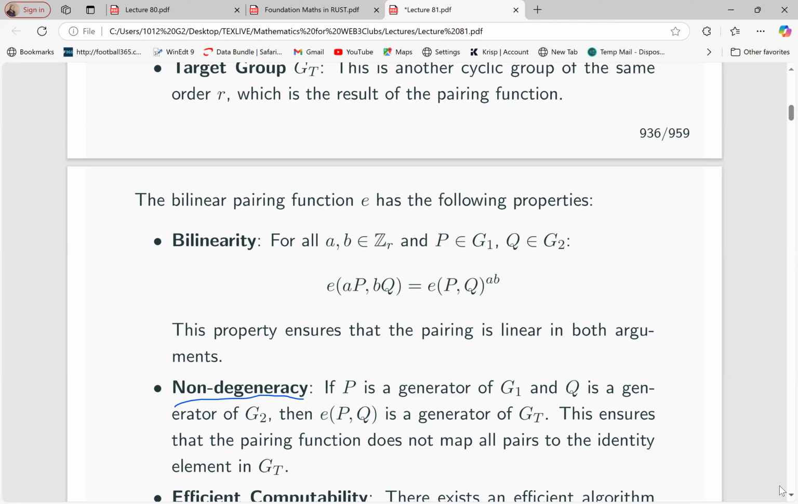Non-identity elements should not be mapped to identity. So if P is not an identity element, if it's not a point at infinity, you don't expect this map to map P to identity. And if Q is not an identity element, this map should not map it to identity. That's what we mean by non-degeneracy. That's why I've said this ensures that the pairing function does not map all pairs to identity. That's one importance of that.